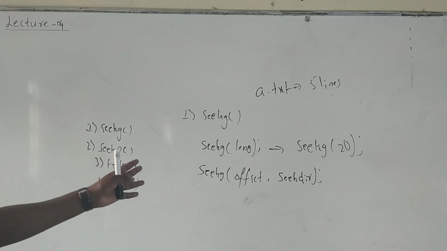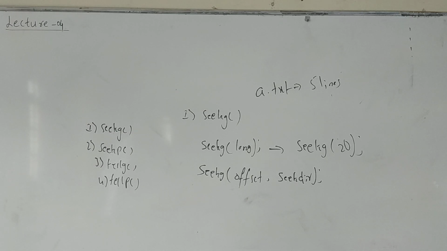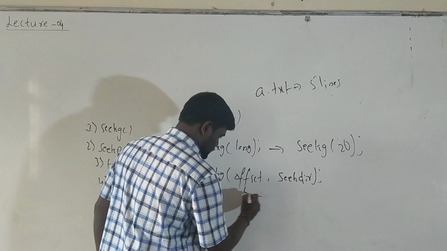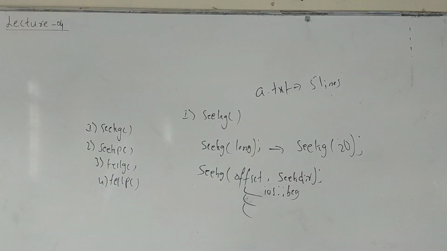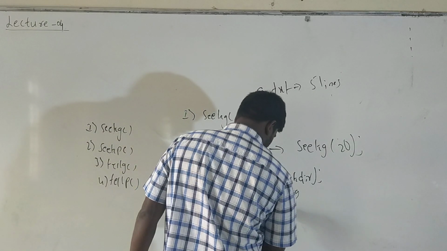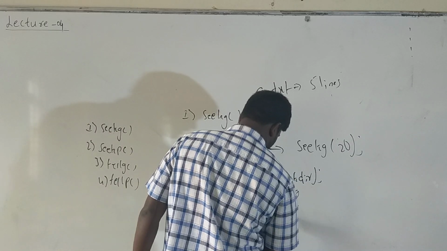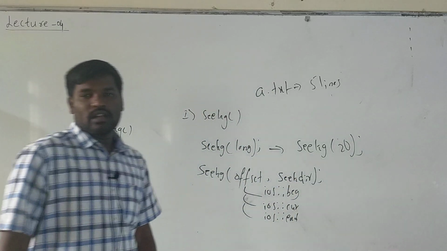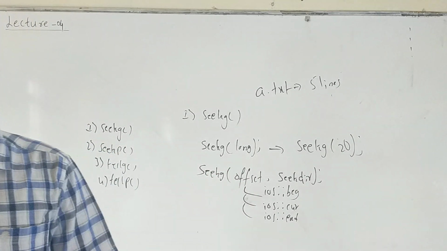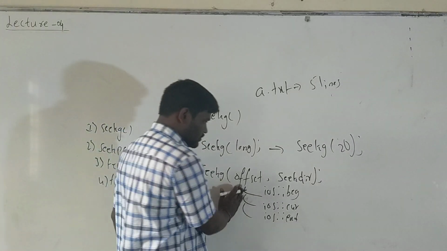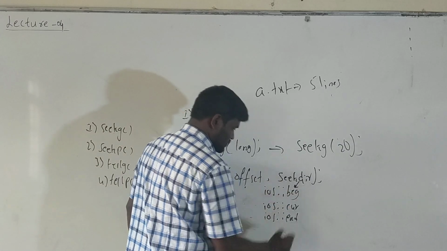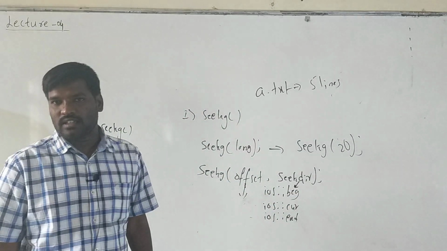And second one is offset, seekdir. Here offset means it consists of again 3 types: ios scope resolution beginning, ios scope resolution current, ios scope resolution end. And seekdir, dir means direction. Offset means here you have to mention the number.